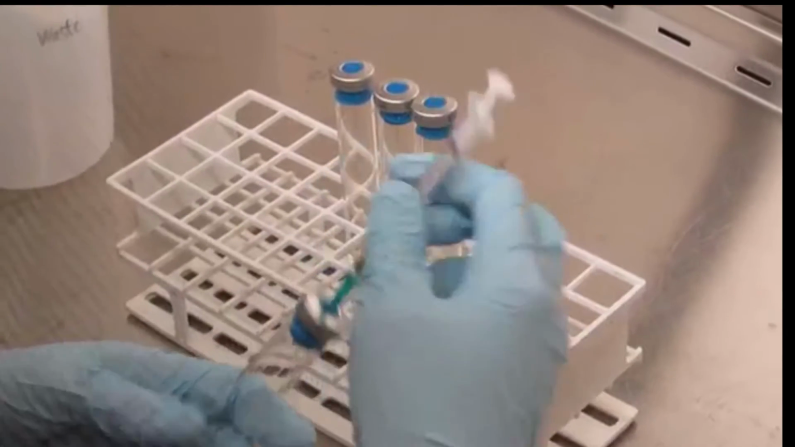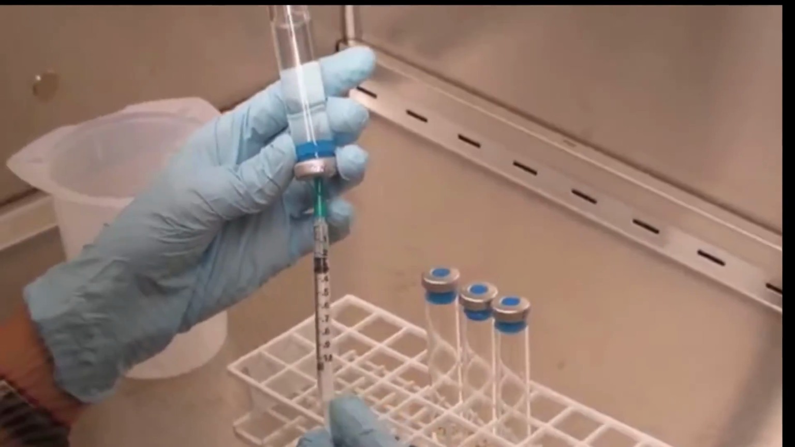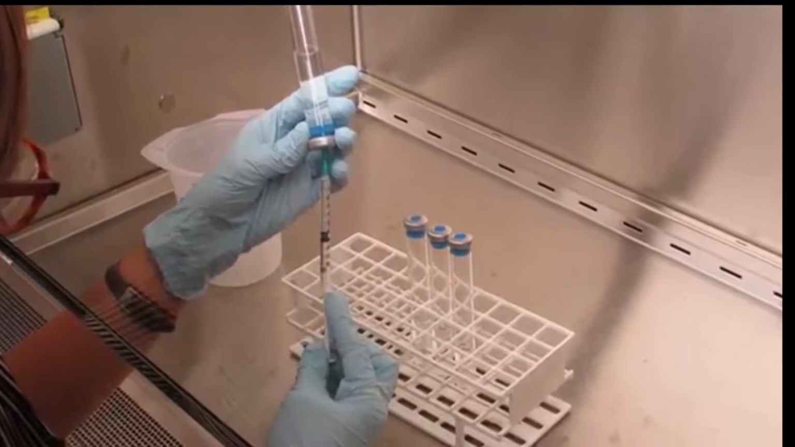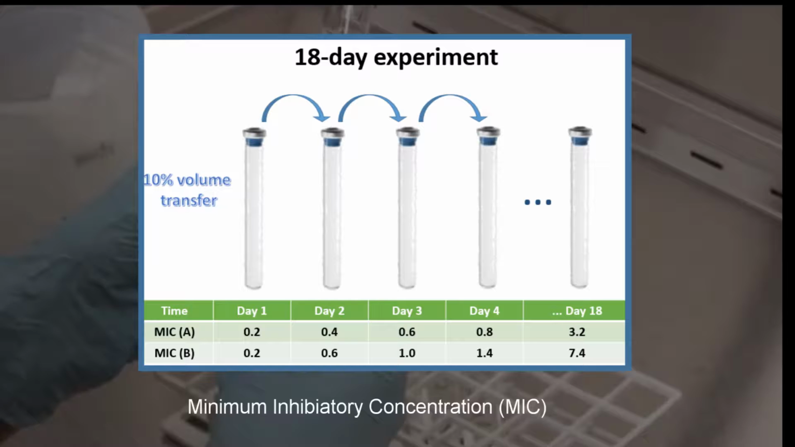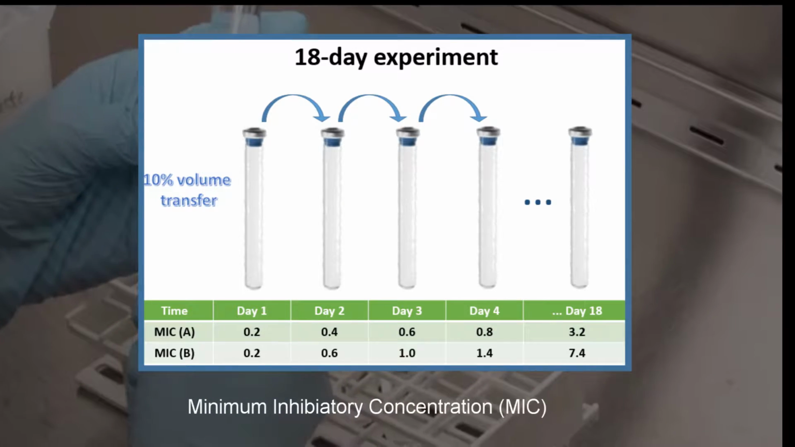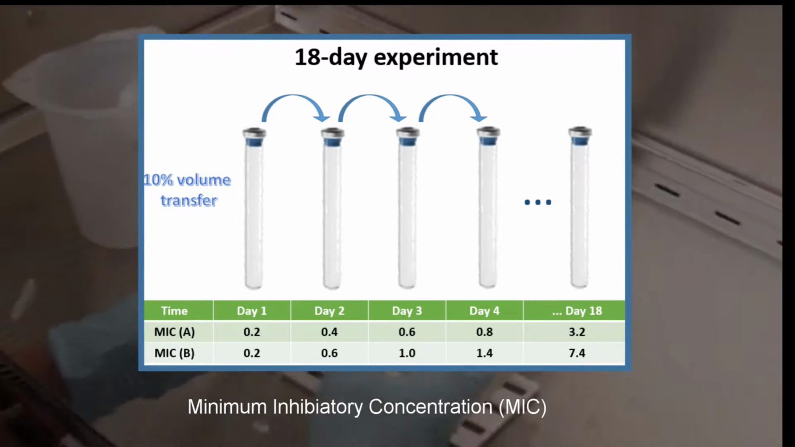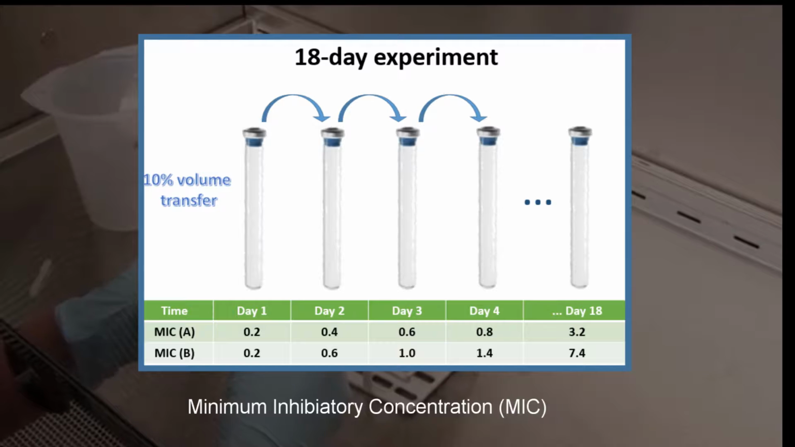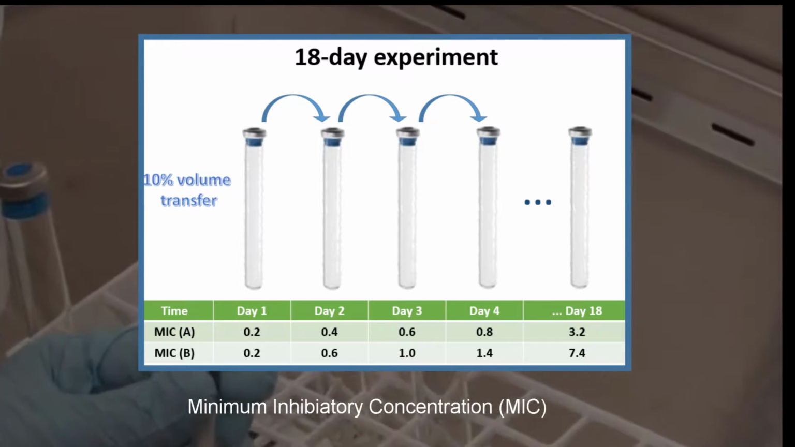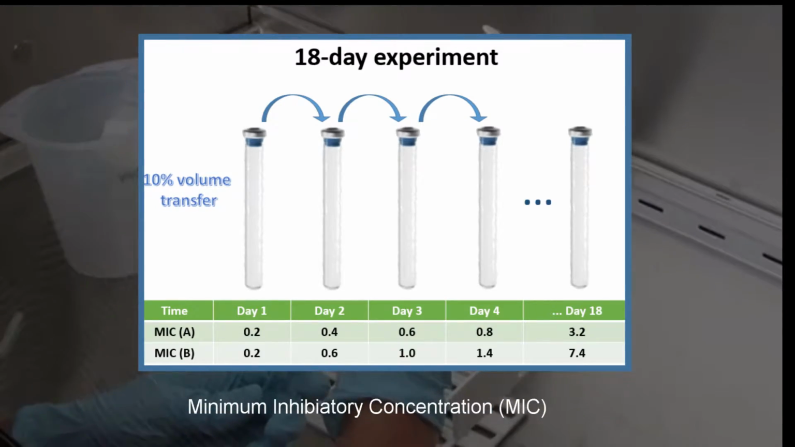Since Shigella is an anaerobic bacterium, the initial 18-day experiment was conducted in oxygen-free vials and transferred via needle syringes. In this experiment, 10% of the bacteria were transferred every 24 hours to a new vial with a higher antibiotic concentration. A vials were incremented by 0.2 MIC and B vials by 0.4 MIC each day to see if different increments affected growth, ending in a final concentration of 3.2 MIC and 7.4 MIC on day 18.